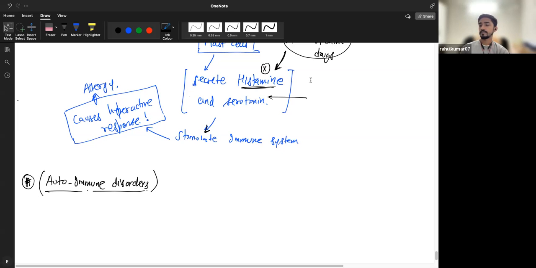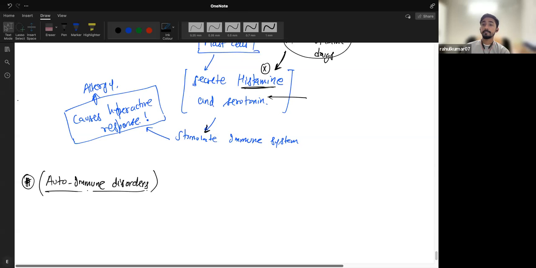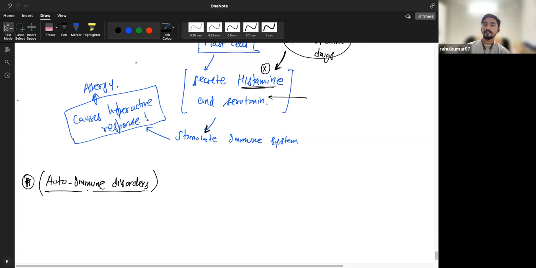So write down. The immune system of higher vertebrates has the ability to differentiate between foreign pathogens and self cells.